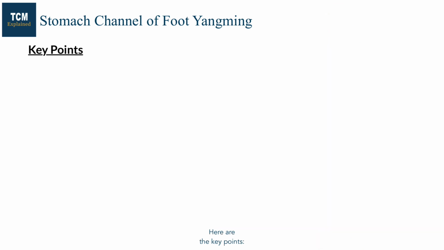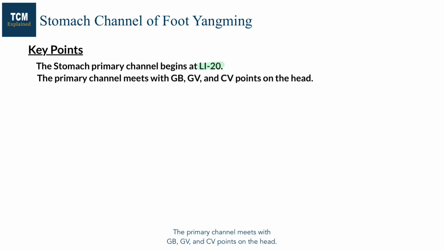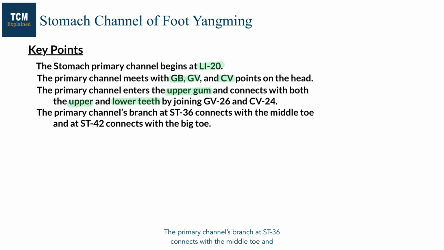Here are the key points. The stomach primary channel begins at LI20. The primary channel meets with GB, GV, and CV points on the head. The primary channel enters the upper gum and connects with both the upper and lower teeth by joining GV26 and CV24. The primary channel's branch at ST36 connects with the middle toe, and at ST42 connects with the big toe.